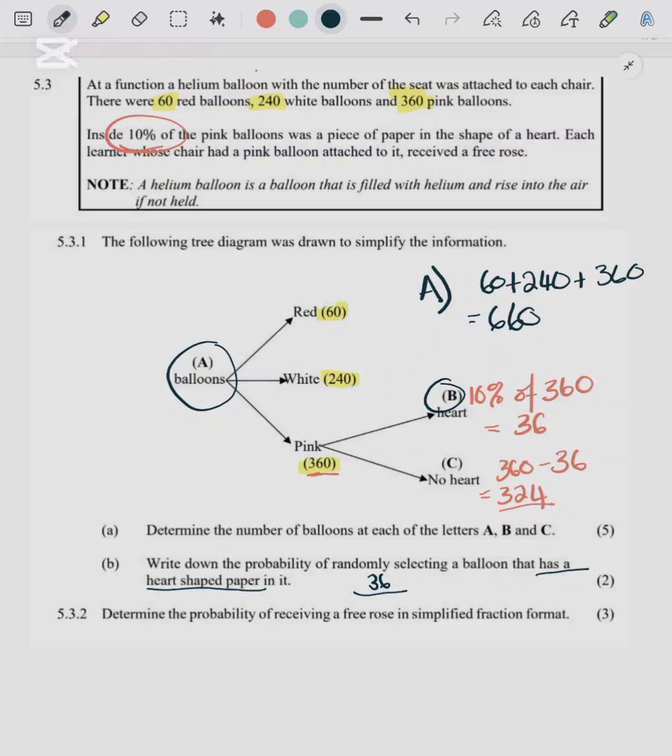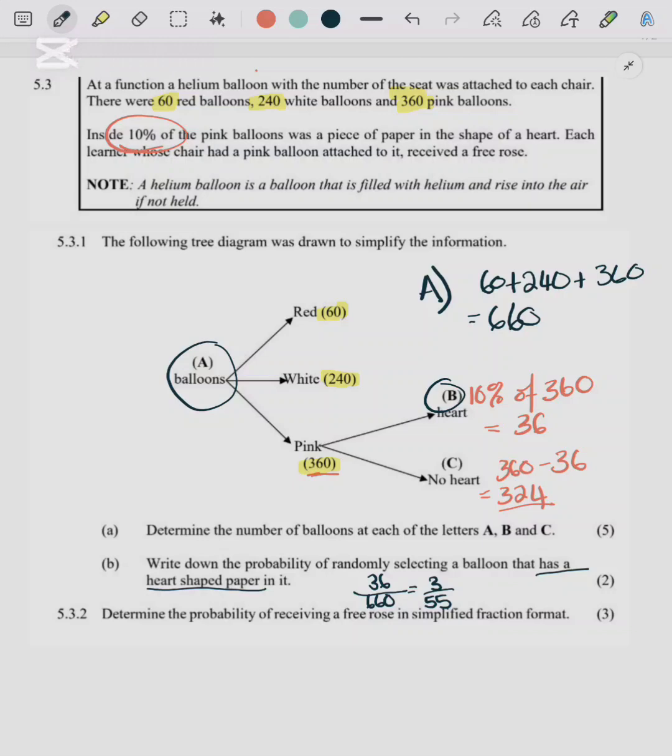And this is the probability of randomly selecting a balloon. Not a pink balloon, a balloon. So if we're selecting from the balloons in total, it's 36 options out of 660 balloons in total. And they don't mention what format they want us to write that in. So that means we should be completely fine to leave it as a fraction of 36 over 660. When we simplify 36 over 660, we get 3 over 55.